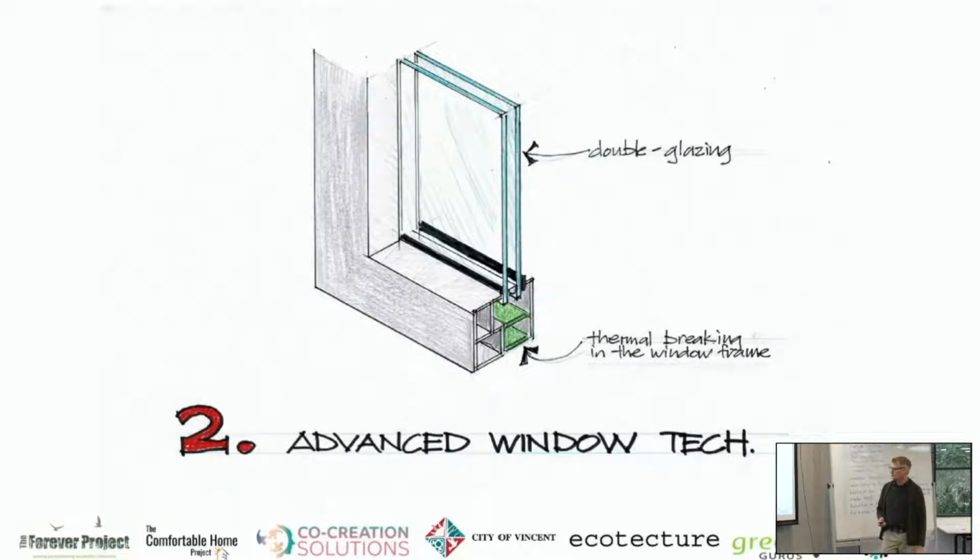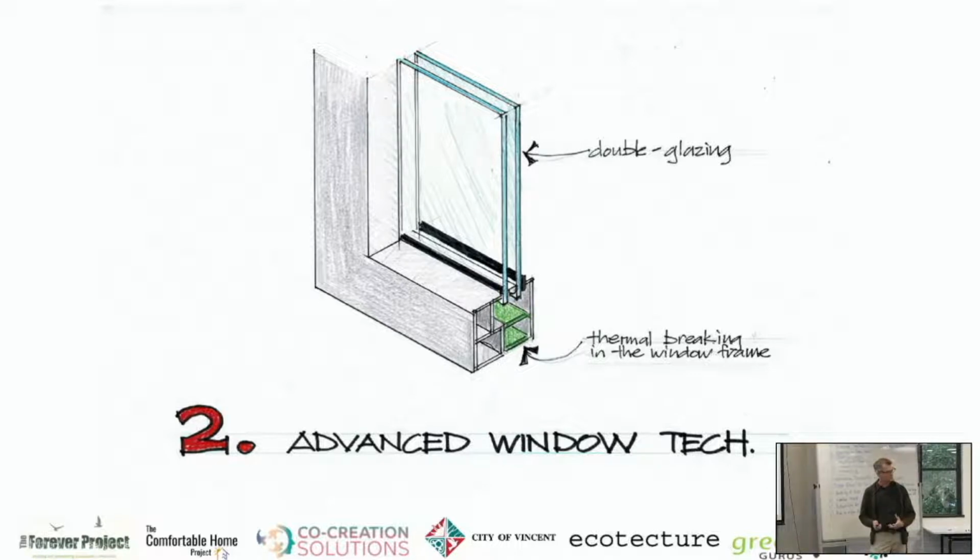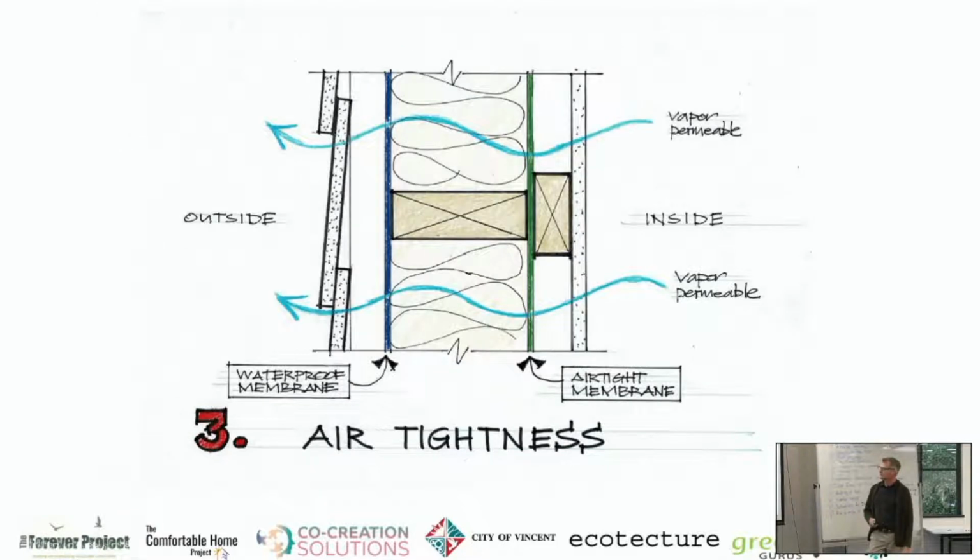You do need to upgrade to thermally broken double glazed windows or a UPVC window. We think double glazing in Perth is high tech. In Europe it's considered low tech. They only have triple glazing there, so it's all about perception, isn't it?